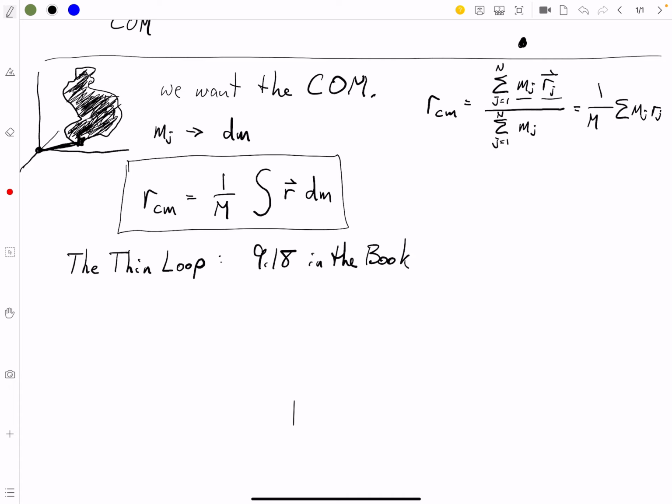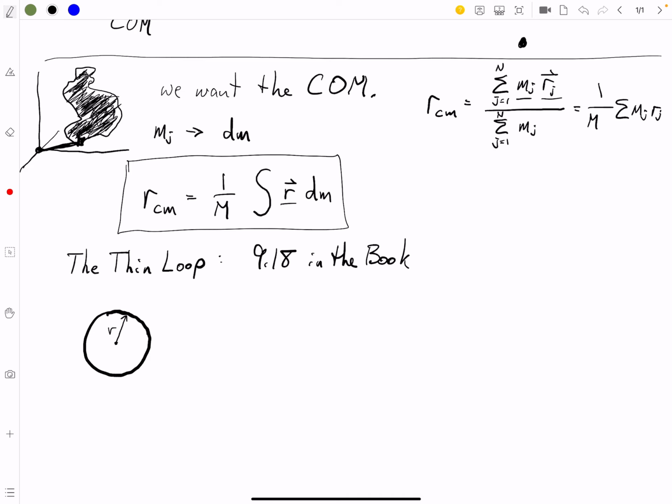All right, a thin loop. Oh boy, here comes my sweet, sweet drawing. All right, there's our thin loop. We're going to select a nice spot right in the center of that thin loop as our origin. And the nice part about this is our radius is going to stay constant. So that guy ends up being a constant, which is pretty nice. Makes things a little bit easier.